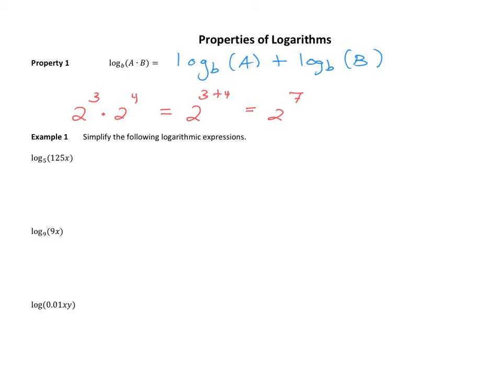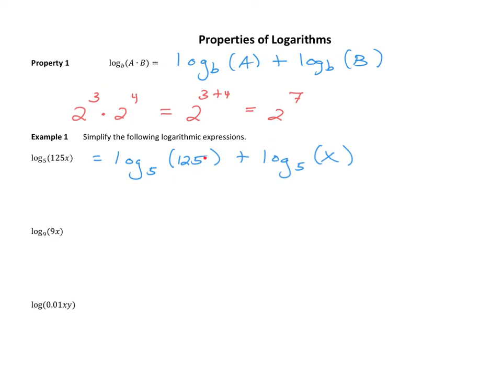Let's start with this one here. Log base 5 of 125 times x. So the product is, I'd say, 125 and x. And according to this rule, we can rewrite it as follows. This is really log base 5 of 125 added to log base 5 of x. And that's just a direct application of this property. We cannot simplify this anymore. This is log base 5 of x.